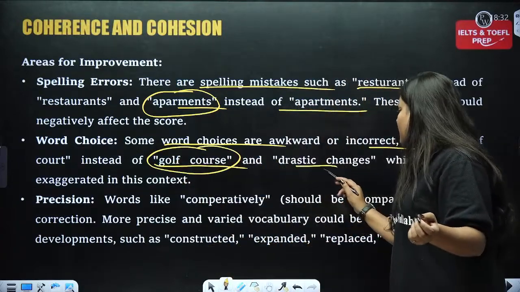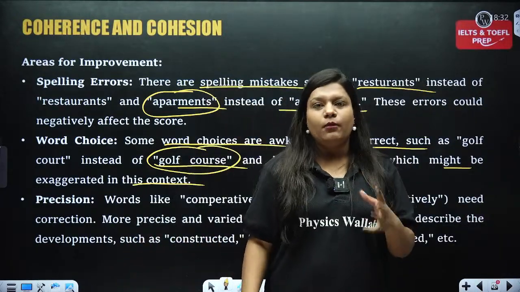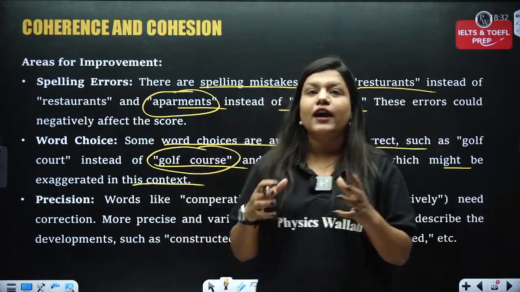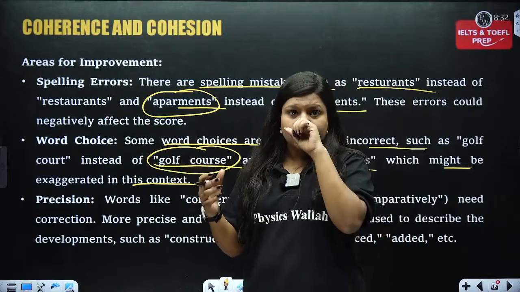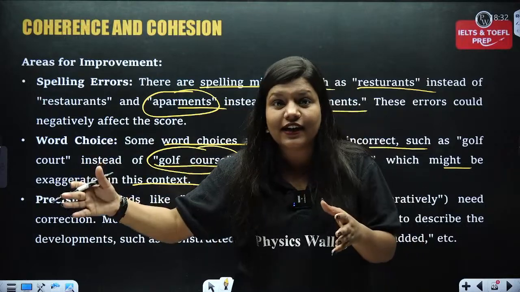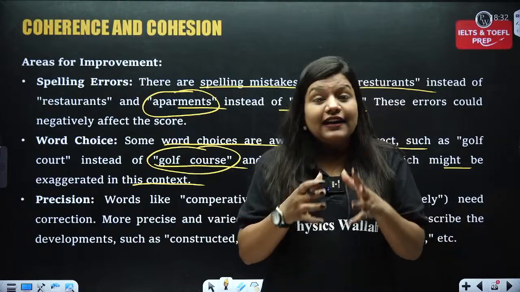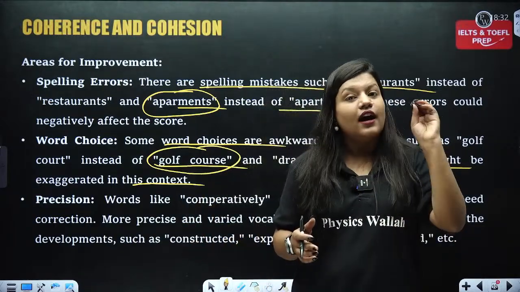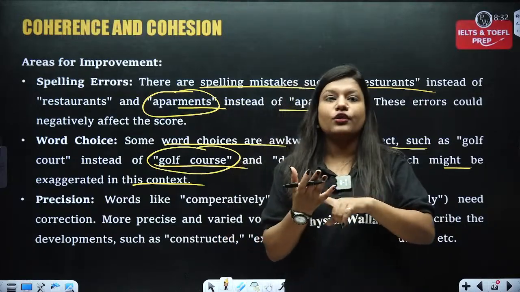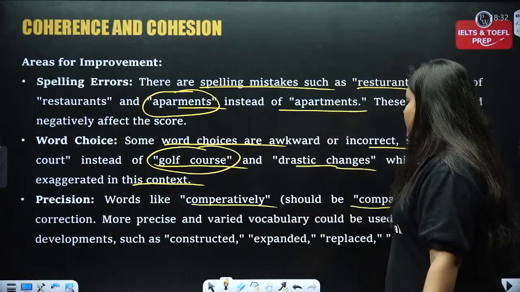Okay. At the same time, "drastic change" might be exaggerated in this context. There might be a possibility that they are not as major changes as shown. Just by writing the words drastic change, you are exaggerating the content. You don't have to exaggerate the content, you have to elaborate on it. There is a difference between exaggerating, elaborating and expanding. All these three words have different meanings. Make sure you elaborate, you don't exaggerate, and you don't expand on your answers.